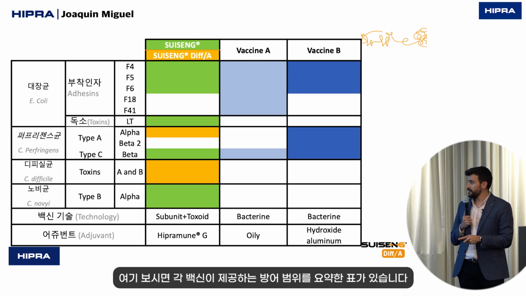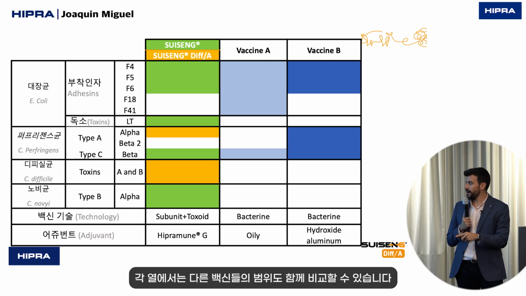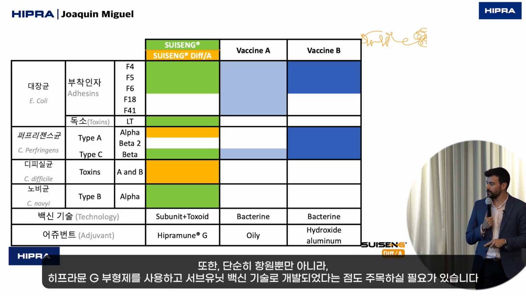So here we can see a table that is summarizing the contents of the vaccines. Okay, here is the protection we have with SUISENG and SUISENG-Diff, and each color represents each vaccine, showing which antigens it contains. But it's not only the antigens, we also have to reinforce the role of the adjuvant and the technology we have behind the vaccine. SUISENG is a subunit vaccine.